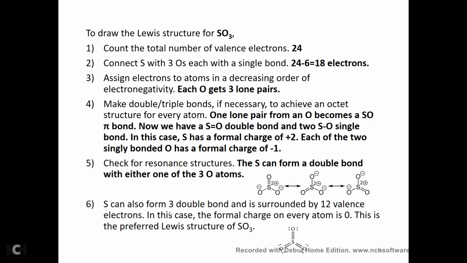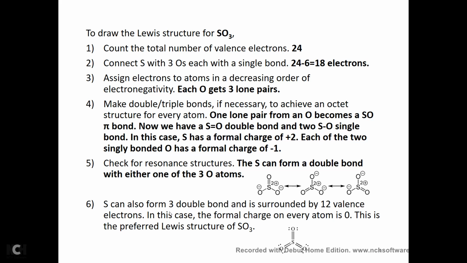SO3. First, count the number of valence electrons. There are 24, 6 from each atom. Sulfur sits just below oxygen. They're in the same column in the periodic table. And then we connect sulfur with the 3 oxygen atoms, each with a single bond. That means we'll have to use 6 valence electrons.